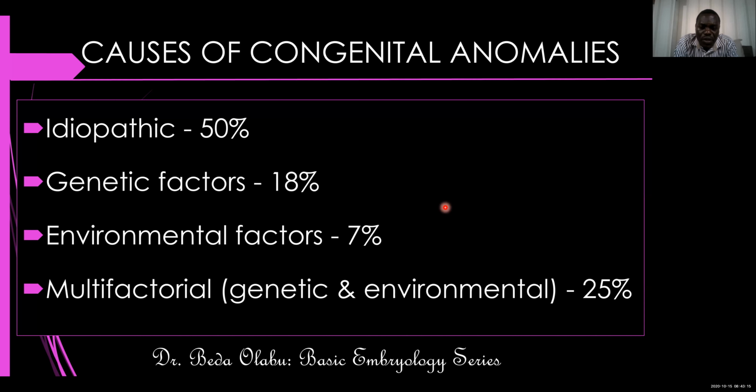When you talk of multifactorial, it means that there is genetic predisposition and environmental factors working together. That's very important for you to know. That you may have a genetic predisposition, but if there is no environmental exposure, then you may not have that defect. Or you may have an environmental exposure, but if there is no genetic predisposition, then you may not have a congenital anomaly.